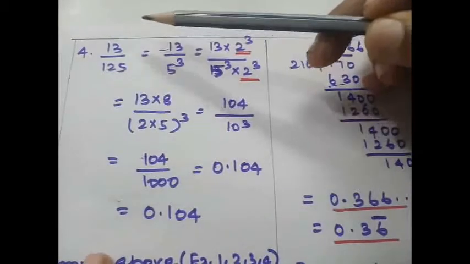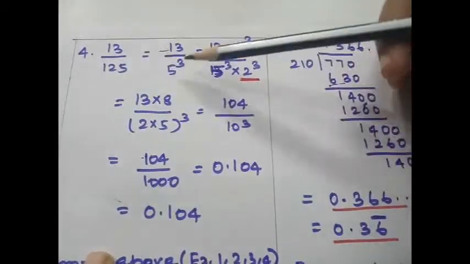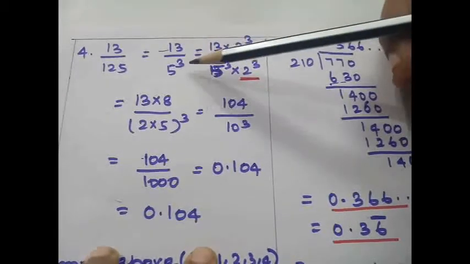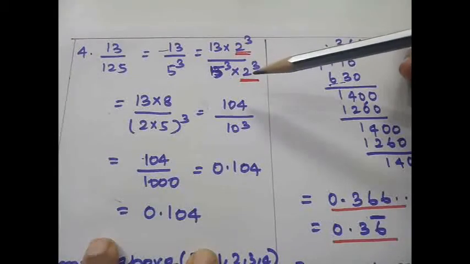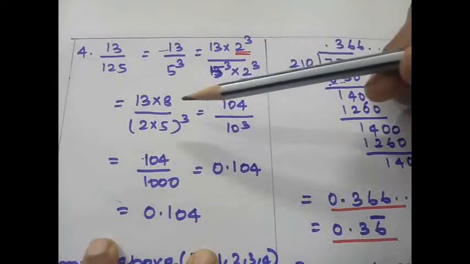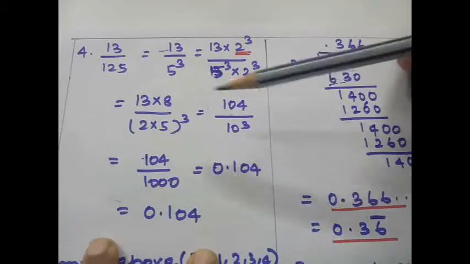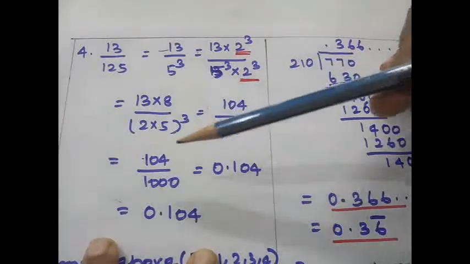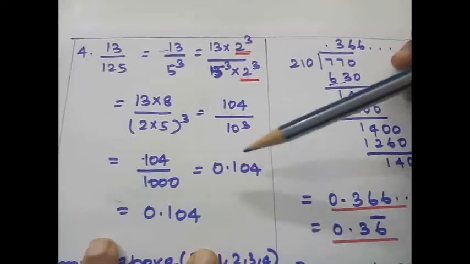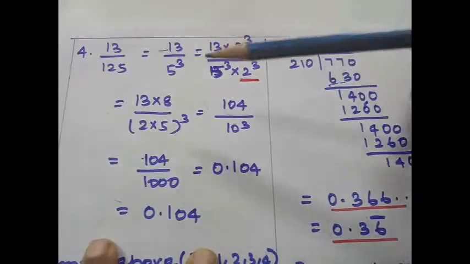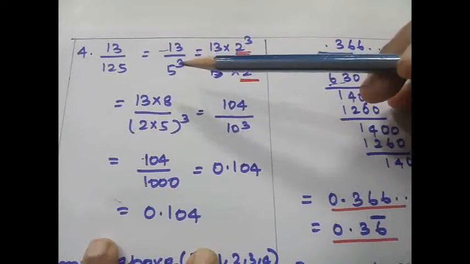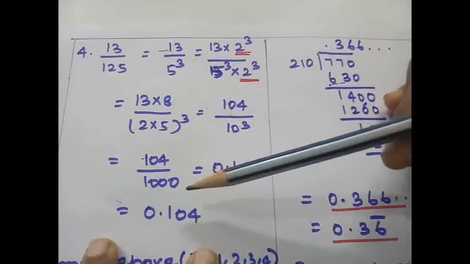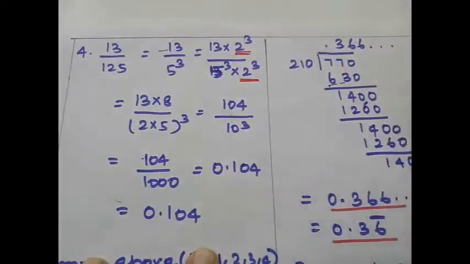In example 4, 13 by 125. If you factorize this, you have 5 power 3. Here you don't have a factor 2. So I am going to multiply 2 power 3 in the numerator and also the denominator. 2 power 3 is 8. If you multiply this, you have 104. Here you have 10 power 3, it's 1000. If you divide, you have 0.104. So what you understand here is that even if the factor is only 5, your decimal expansion is terminating.